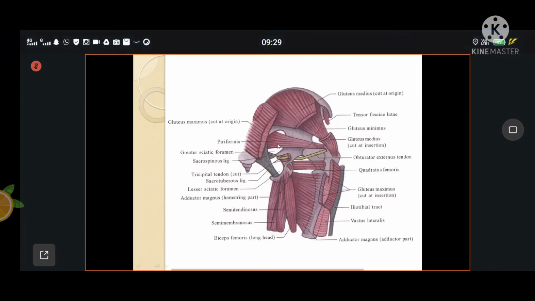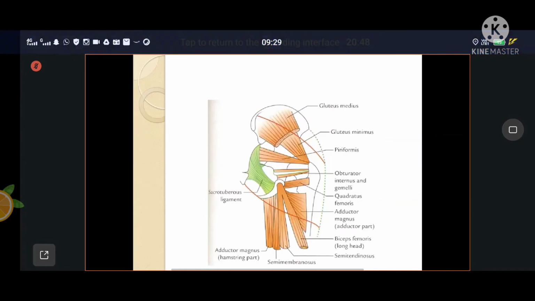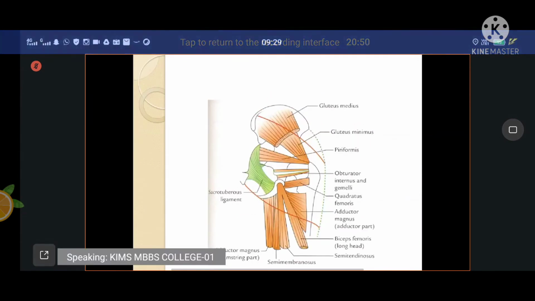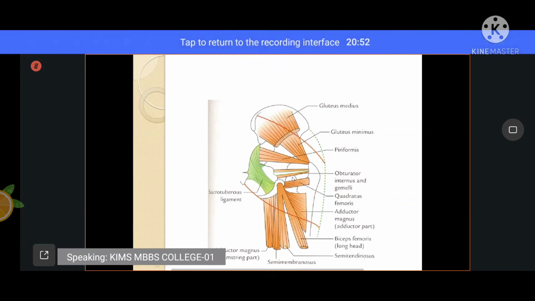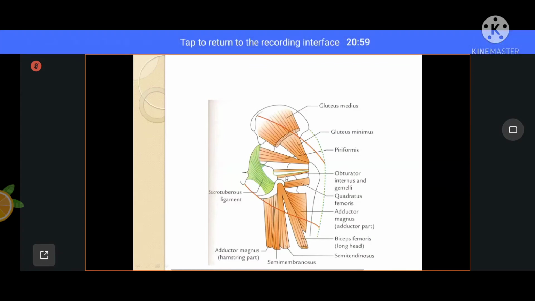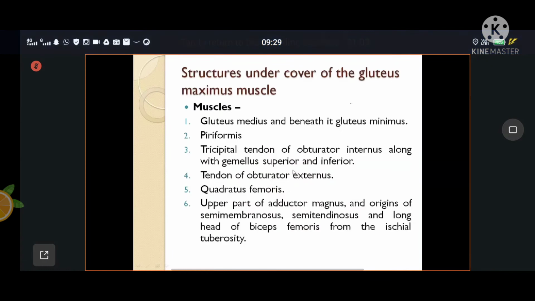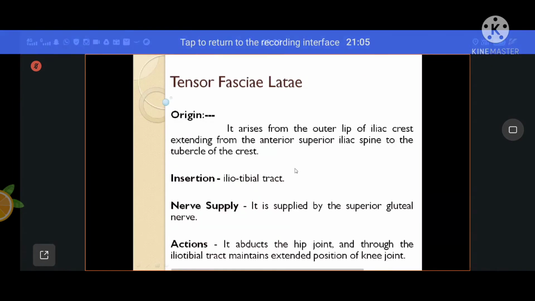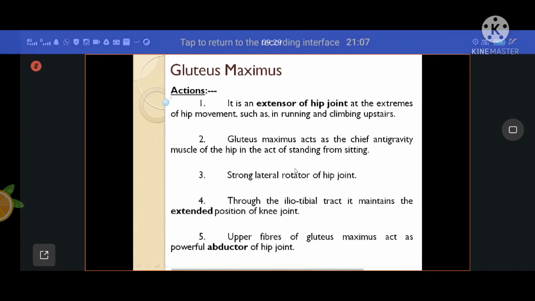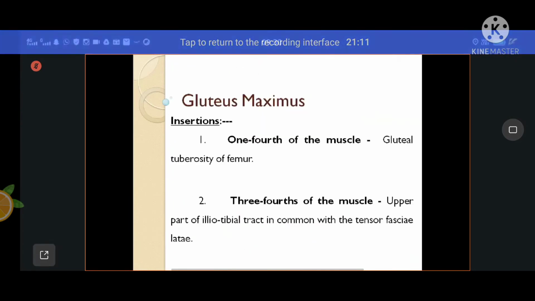And then coming to the other muscles other than piriformis, what are the other muscles you see in the gluteal region? Then coming to the next one, the obturator internus muscle. What is this muscle? Obturator internus muscle. So where does this obturator internus muscle get its origin? The obturator internus muscle gets its origin from the inner surface, or the pelvic surface, of the obturator membrane.